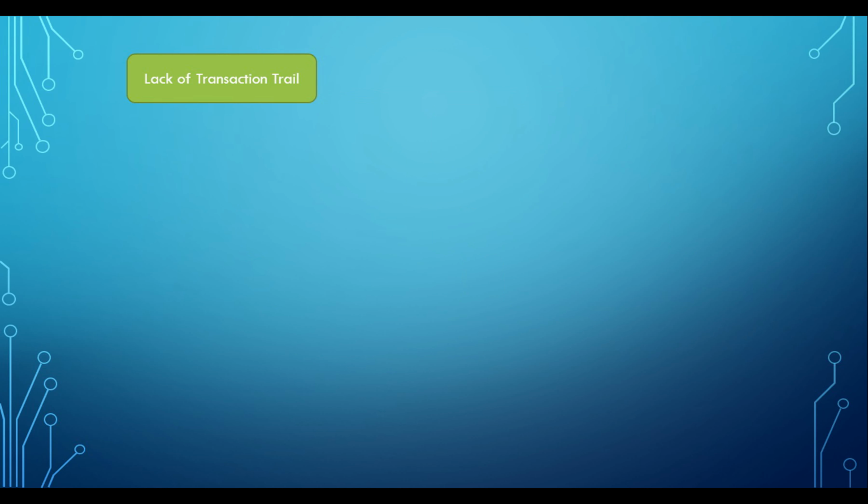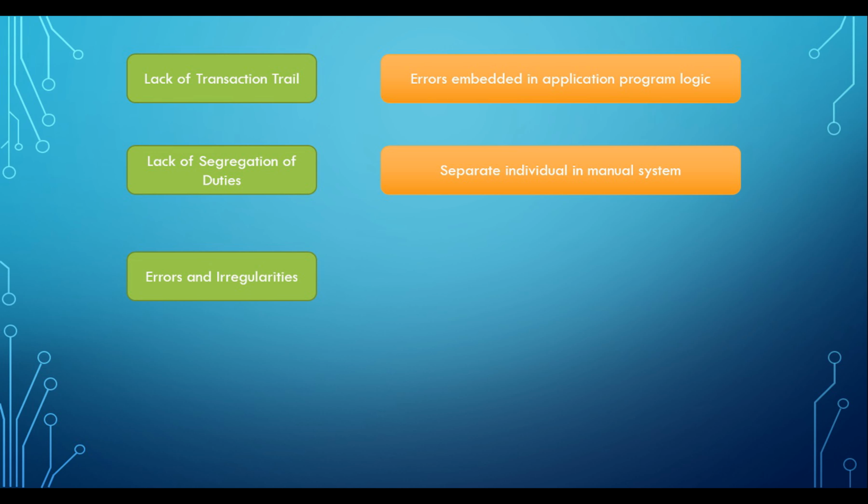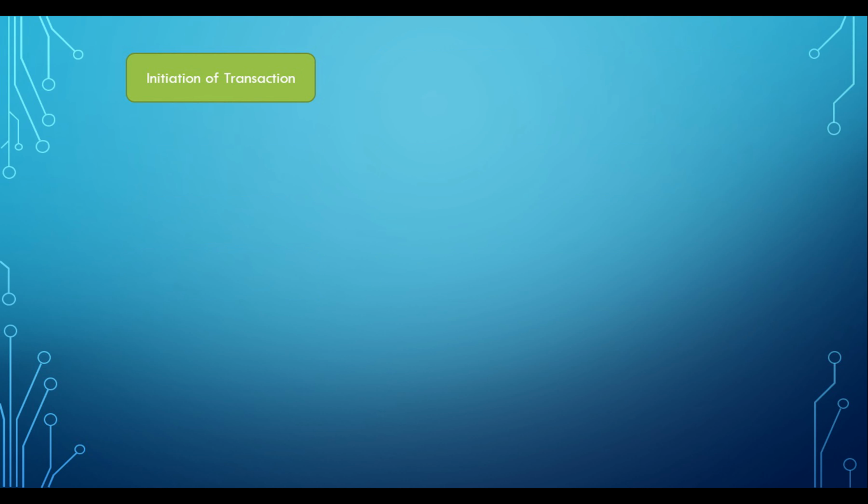Lack of transaction trail. The audit trail may be available for a short period or not in computer readable form. If the transaction is too complex, errors may be embedded in the application program logic. Then, lack of segregation of duties. Many control procedures are performed by separate individuals in a manual system, but may not be in a computerized information system. That is a potential for errors and irregularities. The potential for human error and inability to detect the error may be greater in a computerized information system.